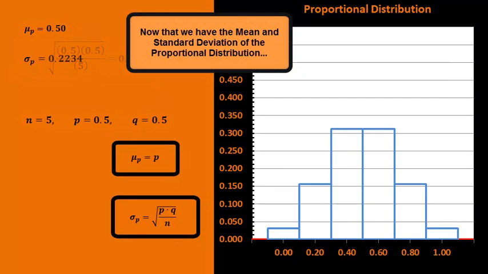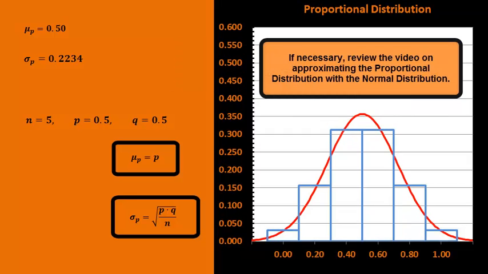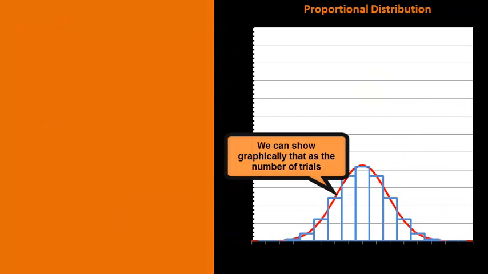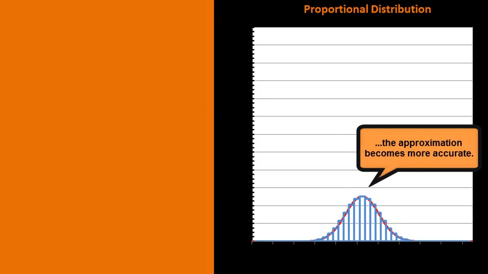Now that we have the mean and standard deviation of the proportional distribution, we can approximate it with a normal distribution. If necessary, review the video on approximating the proportional distribution with a normal distribution. We can show graphically that as the number of trials increases, the approximation becomes more accurate.